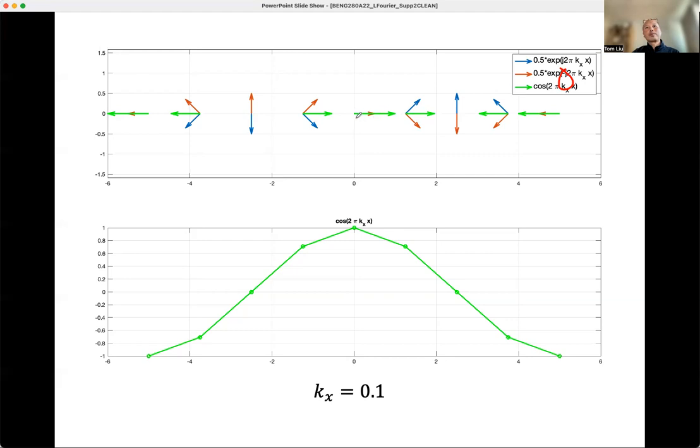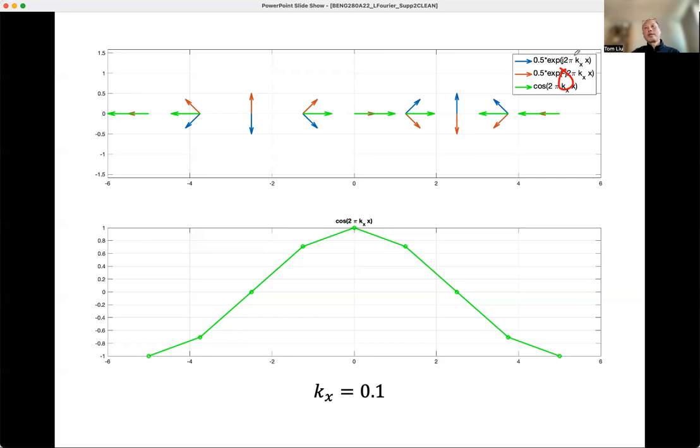If you notice this blue one here, its phase goes from here to here to here. So its phase, theta, is getting more positive as I move along in the x direction. Whereas this one, the red curve, its phase is going in the clockwise direction, so it's becoming more negative as I move in the x direction. That's what we mean by positive and negative frequencies, which is sort of a strange term.